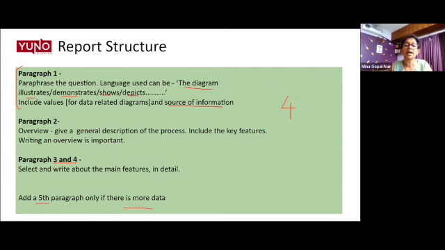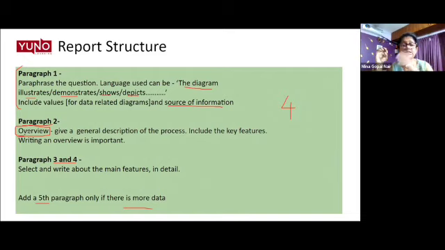Now, coming to the second paragraph, which is an overview. Having an overview in your report is extremely important. If you don't write an overview, you will not get more than a 5-band score for task achievement. So ensure that you write a good overview. Now, what do you write in an overview? You can give a general description of the process, just an overview of the process, and you can include the important features.